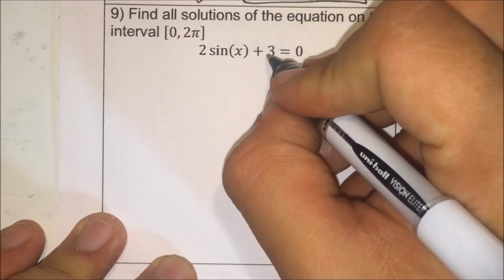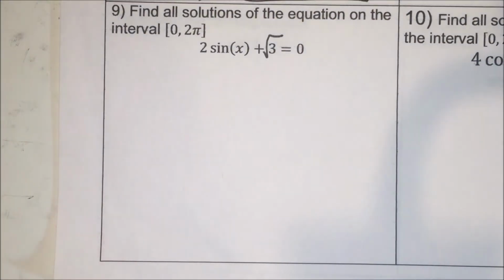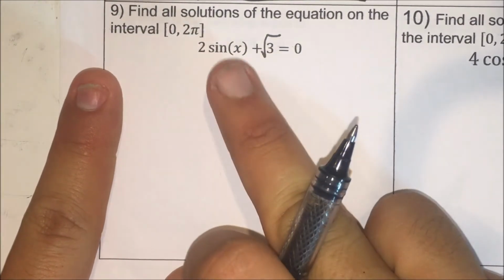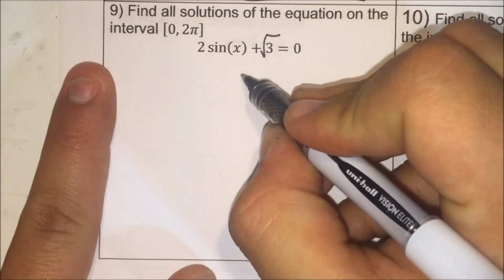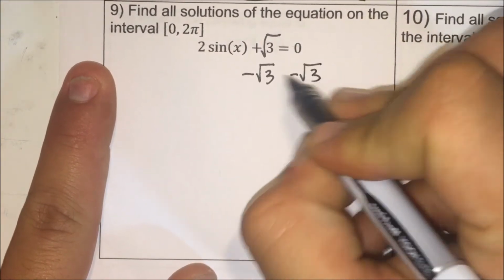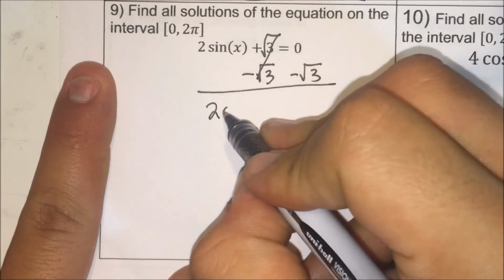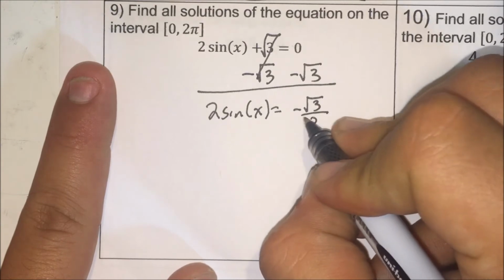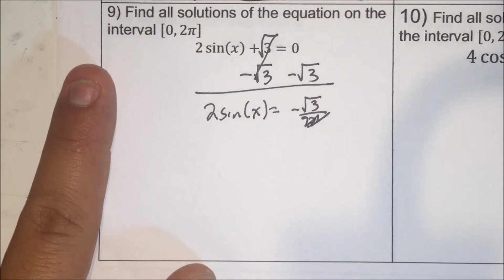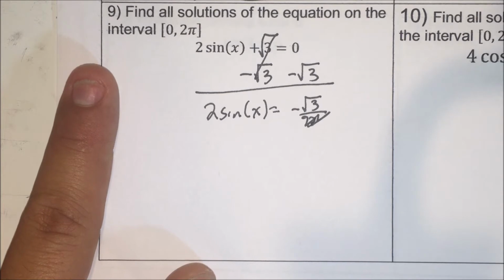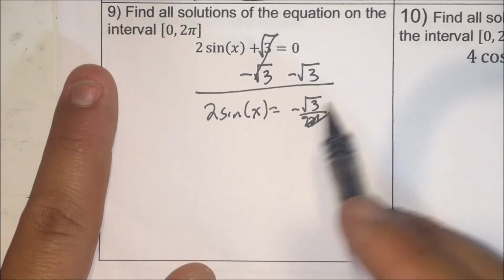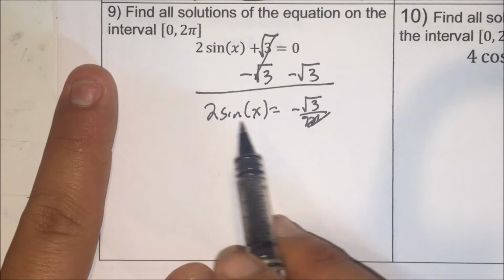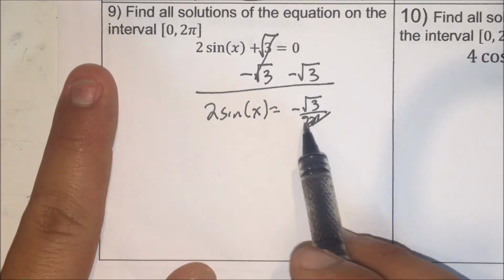Also, the 3, go ahead and make that a square root of 3 for me. Again, this flub in the typing, my bad. So how do we get the sine x by itself? Well, first, let's go ahead and subtract the square root of 3 from both sides. So that gives us 2 sine of x is equal to negative square root of 3. I stepped ahead there, because I knew it was coming next, but 2 sine of x is equal to negative the square root of 3.